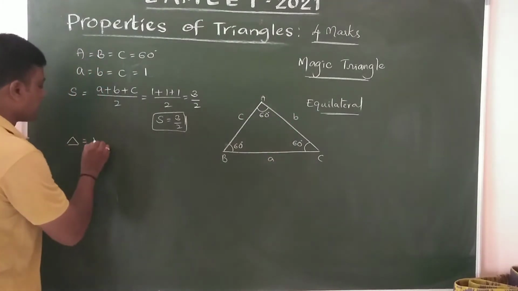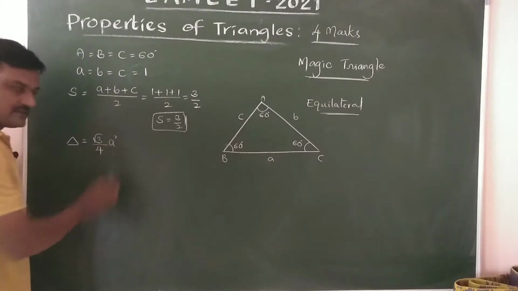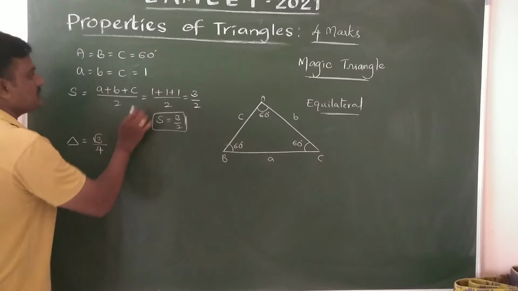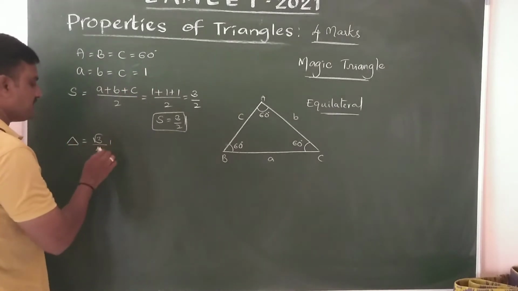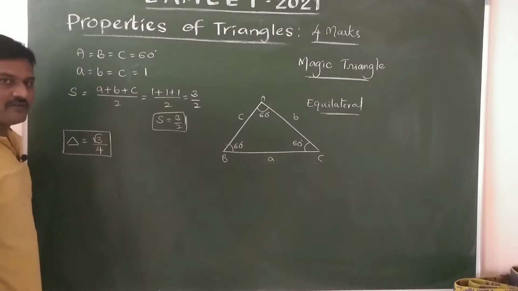The area of the equilateral triangle is root 3 by 4 a square. But a equals 1, substituting it, a square becomes 1. Then delta equals root 3 by 4.